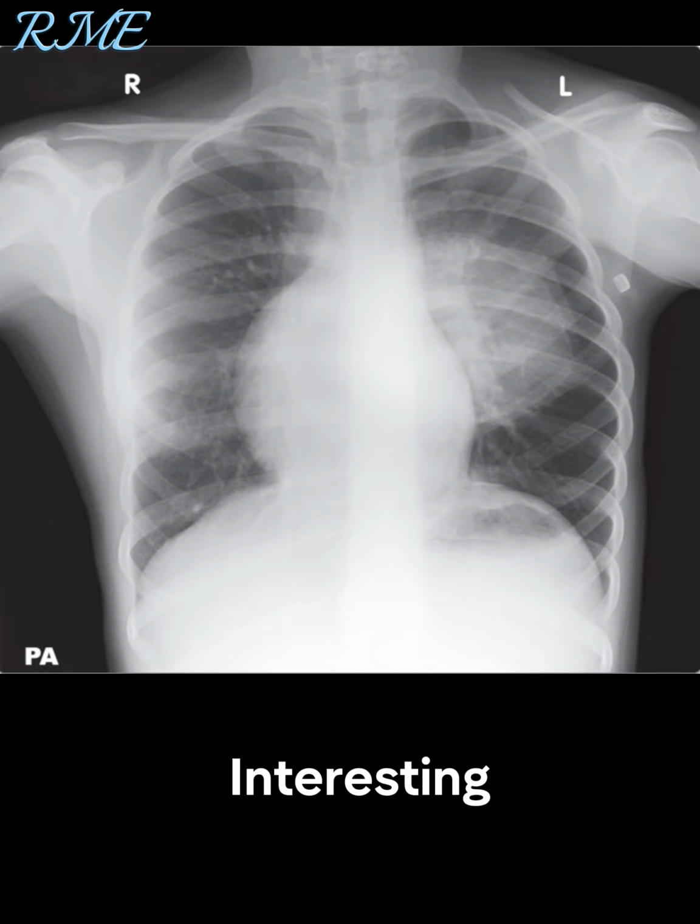Today we'll be discussing an interesting case involving a PA chest radiograph. This is a postero-anterior chest radiograph of a skeletally immature patient. A large, rounded opacity of soft tissue density, measuring approximately 10 centimeters in diameter, is projected over the left mid and lower zones. This is well defined laterally, but the medial border is not clearly visualized.